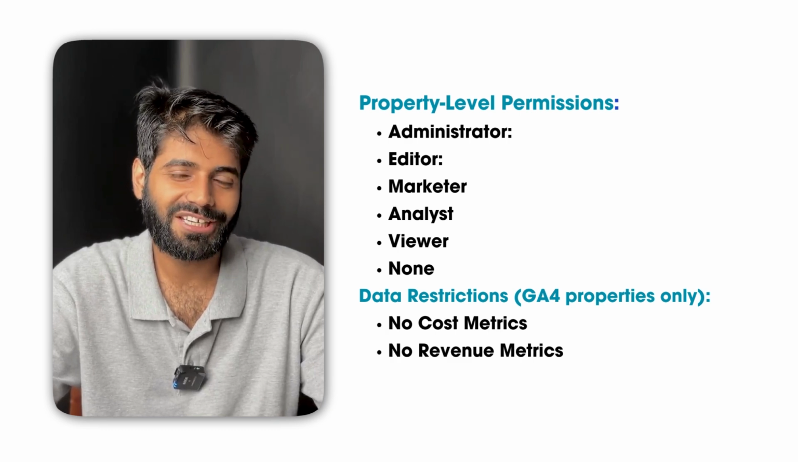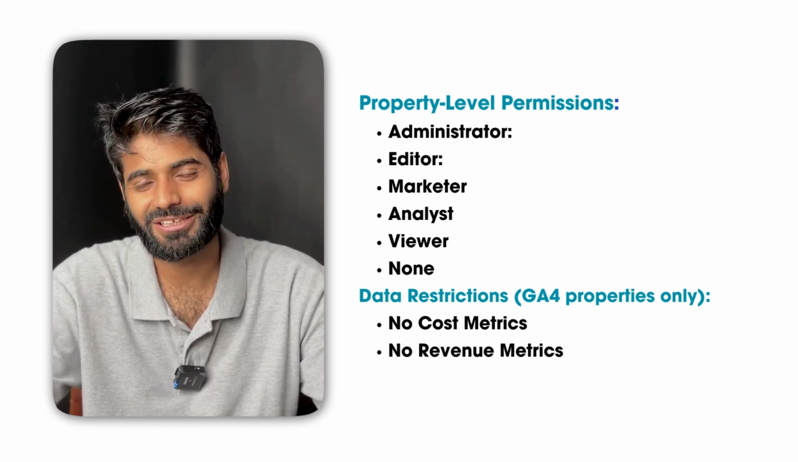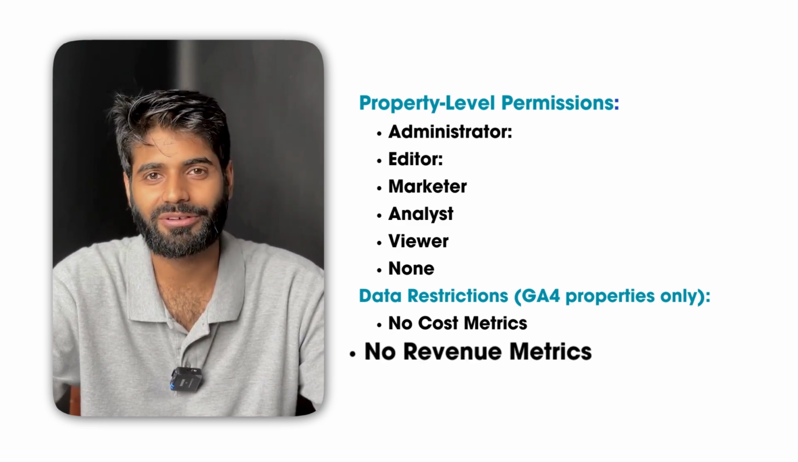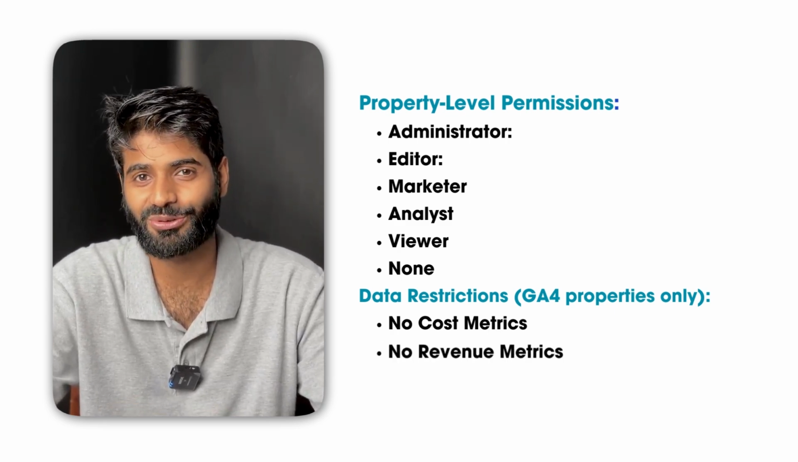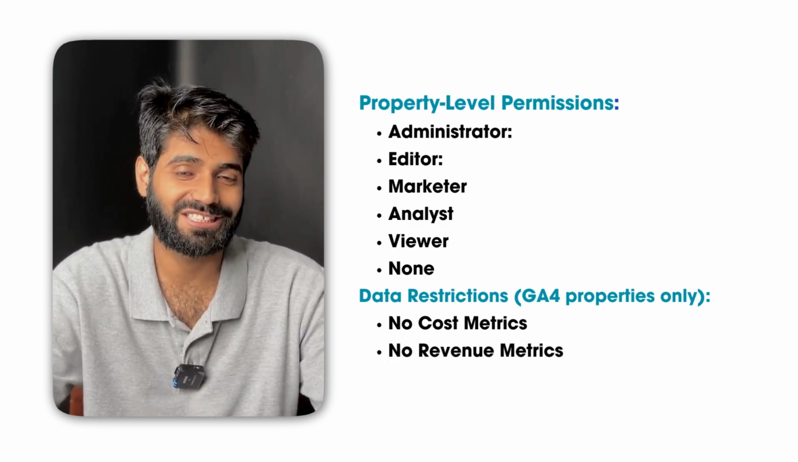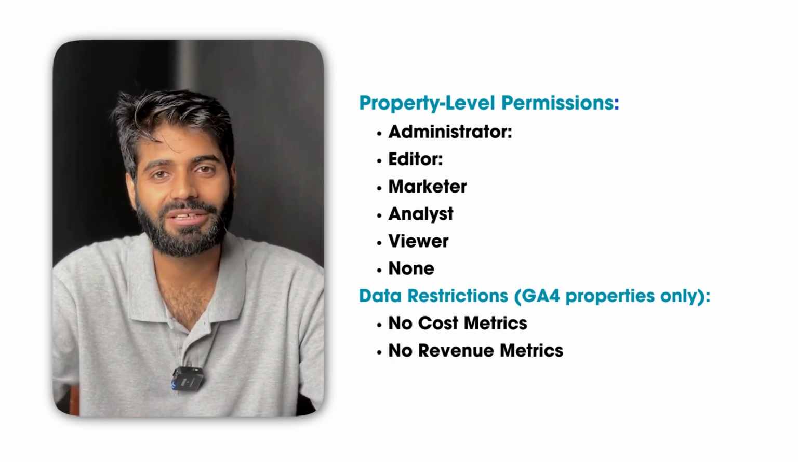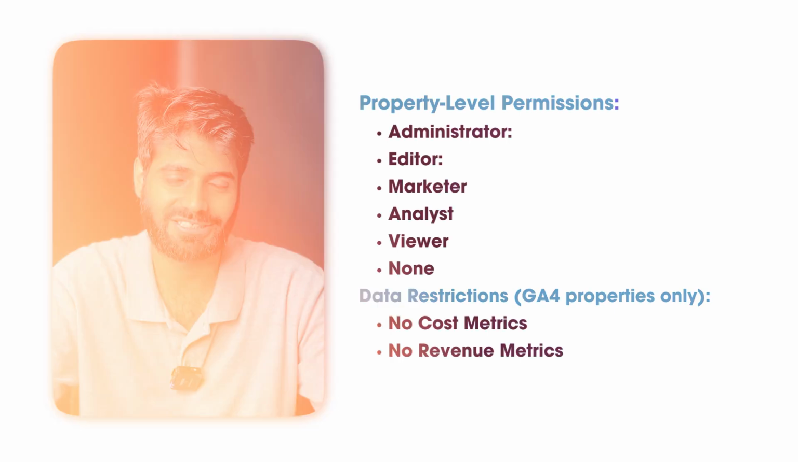However, there are 2 additional access restrictions that you can give to the user, which are related to cost metrics and revenue metrics. If you want someone to have access to your Google Analytics property but do not want them to see how much you are spending on the business or how much you are generating, you can limit the data and not show them these things. Great, now you understand the different permission levels.